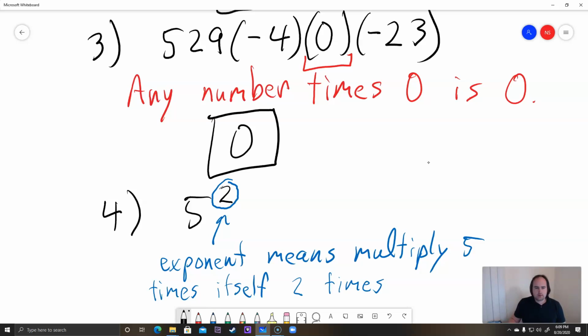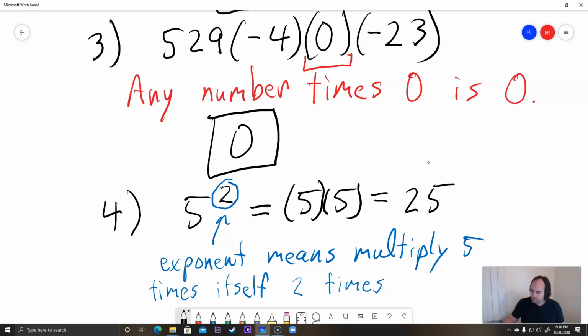Okay? So what's that going to look like here? Well, 5 squared, or 5 to the second power, just means you multiply 5 times itself 2 times. So it's going to be 5 times 5. Or you can write it with parentheses, 5 times 5. But notice there's exactly 2 5s, and that's because the exponent is 2. So this is going to give us 5 times 5, which is 25. All right. But notice the original number we started with here was actually positive, so we didn't have to worry about any minuses when we were doing this multiplication.